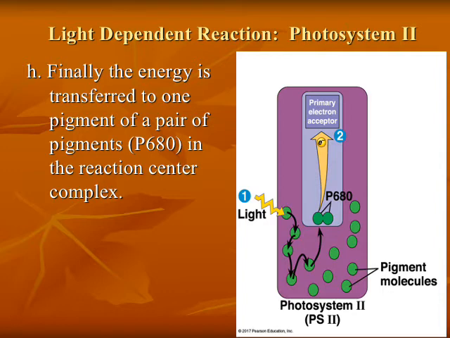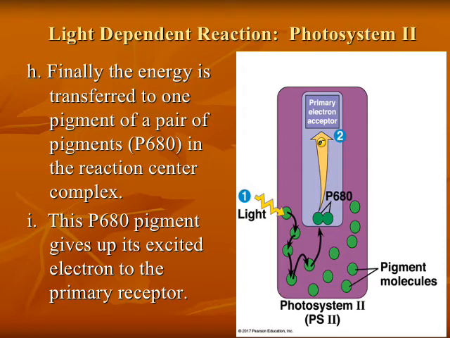Okay, so we're going back a little bit, to these P680 molecules, the two green balls. I'm repeating what happened in the last slide. That P680 pigment gives up its excited electron to the primary acceptor, which is the lavender square in the reaction center complex.